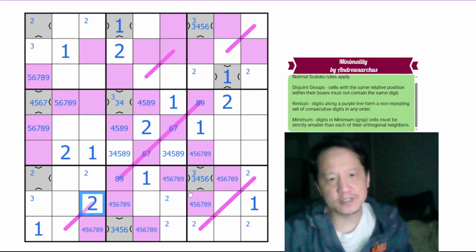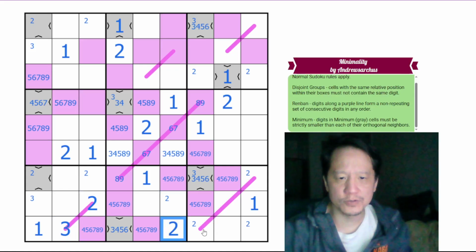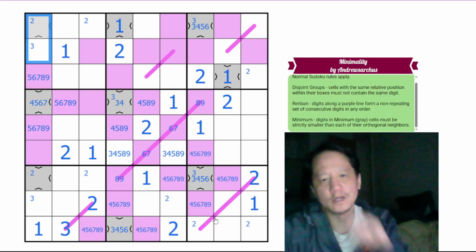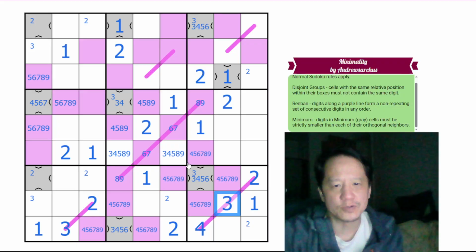If this is 2, that would force this to be 3. So 2 would not be here, so 2 would have to be here, which eliminates 2 from being here. So then this would be 2, this would be 2. This would be 2 and 3. And this would have to be 3 and 4. This could not be 3 because of 3 in the row, so this is 4, that's 3.